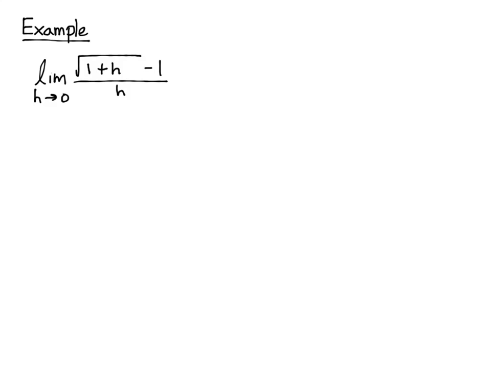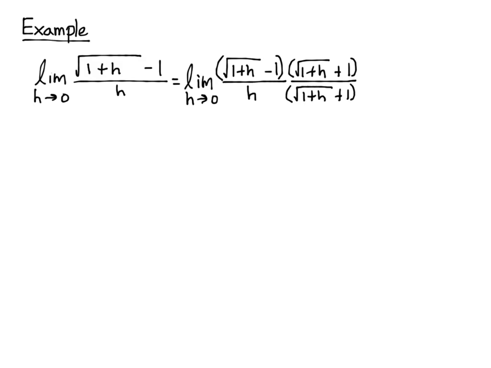This doesn't simplify in any nice algebraic fashion if we just try. The way to get rid of a square root like this is by multiplying the expression by its conjugate. Notice we have two terms with a difference. We take the same two terms with a sum. And what we're going to get is that the radical expression is squared, so we just get 1 plus h, and we have this 1 that's also squared, which gives you 1.